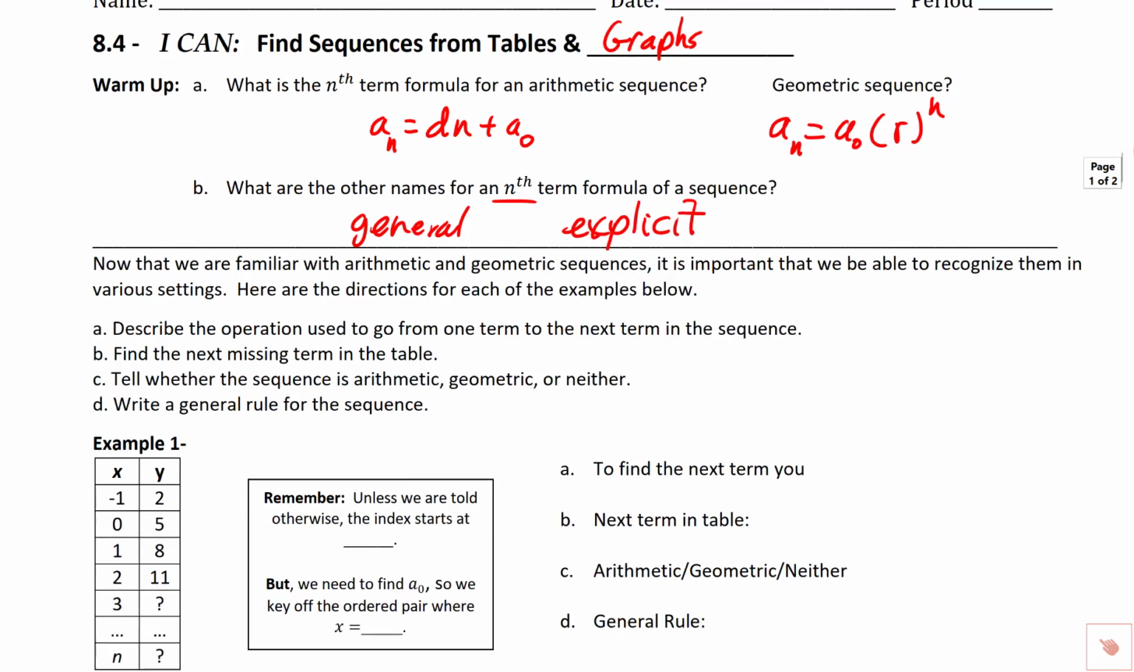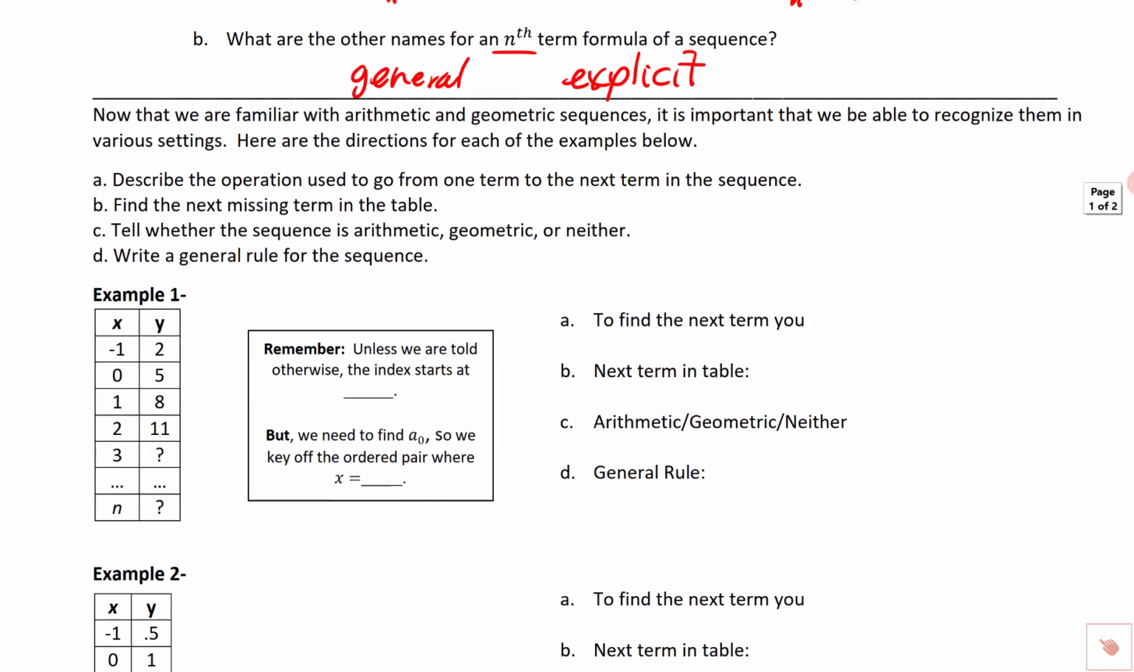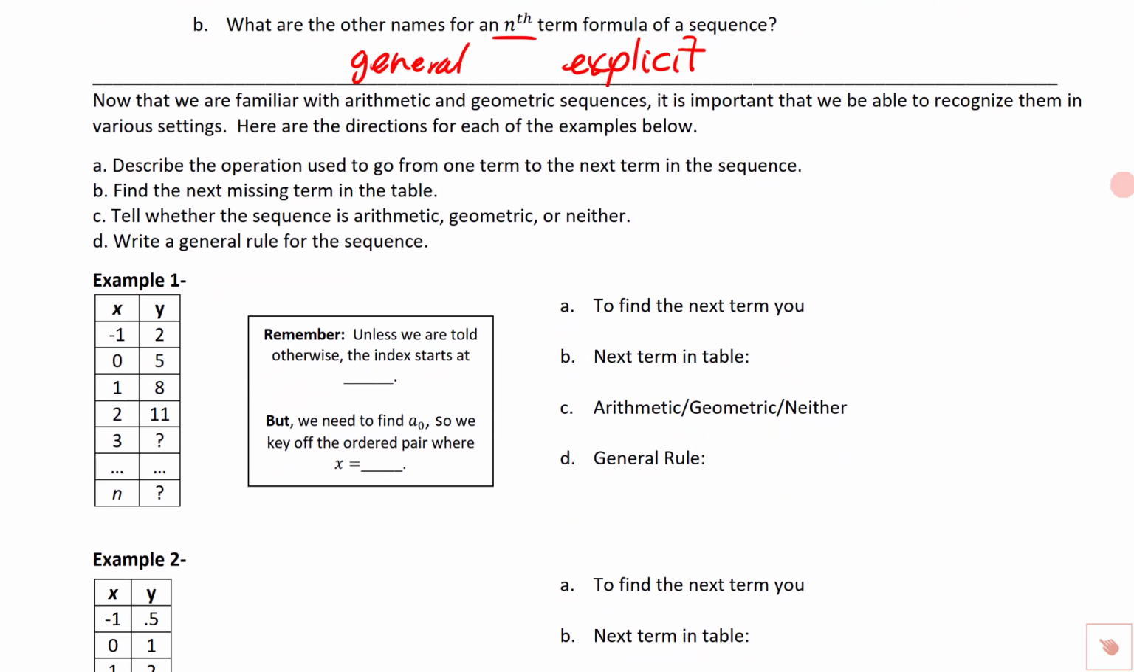So we're pretty familiar with arithmetic and geometric sequences by now, but we ought to be able to recognize them regardless of the setting. So we've seen lists of numbers and things like that. We've also had problems that have said, okay, d equals this or r equals that. And from that, we've been able to figure out, hey, this is either arithmetic or geometric. And what we're going to do today is we're going to look at the same type of thing, but in a different setting. Now we're going to be looking at some tables and we're going to be looking at some graphs, but we're going to be picking out the same type of stuff, same type of information.